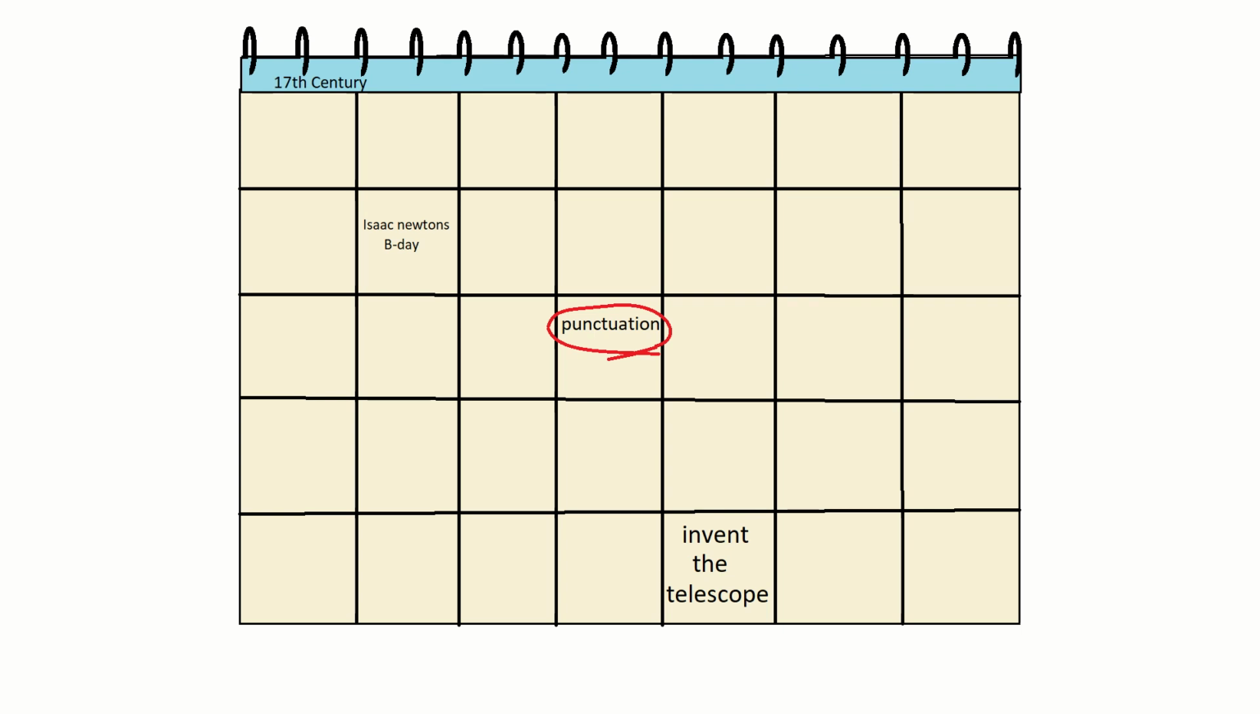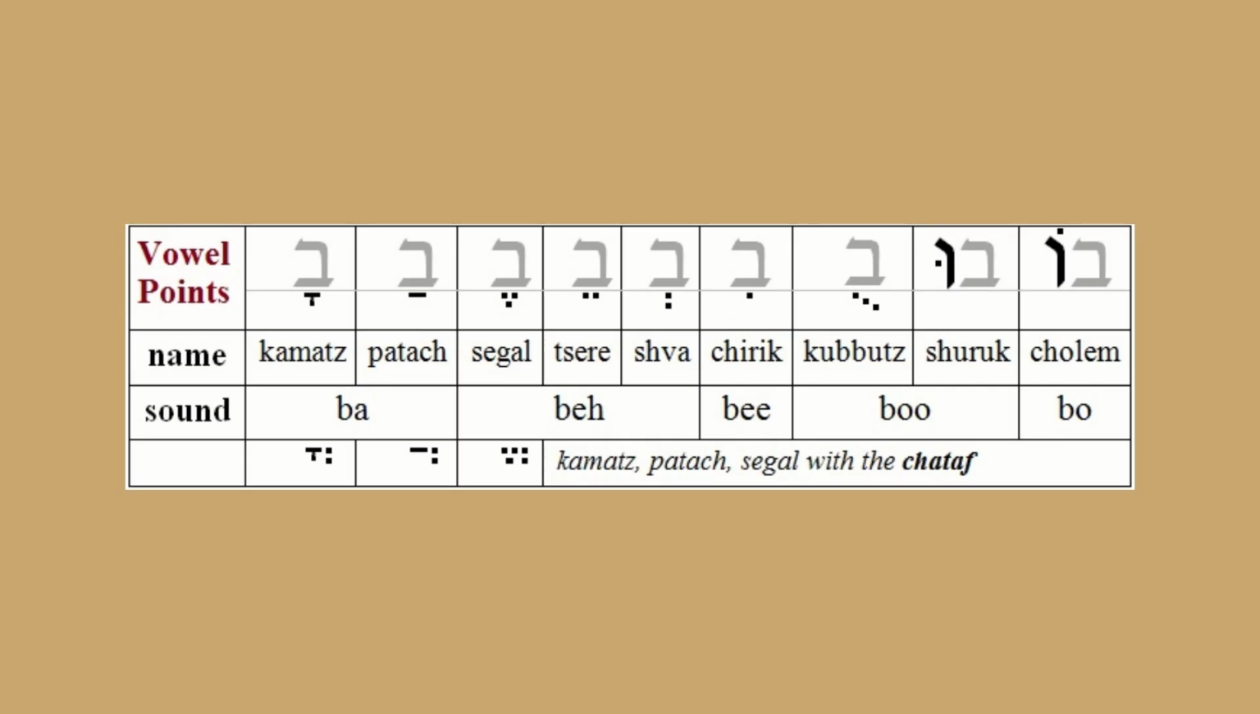Punctuation has actually only had its current meaning since the mid-17th century. Before that, it was simply called pointing, and the word punctuation was reserved for what are now called vowel points in the Hebrew and Arabic languages.